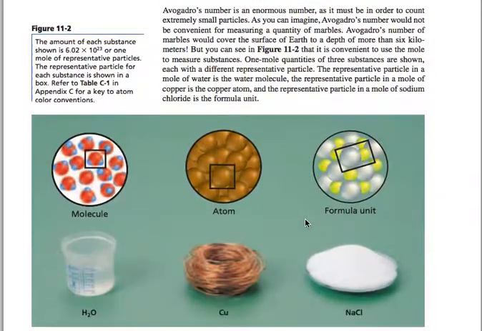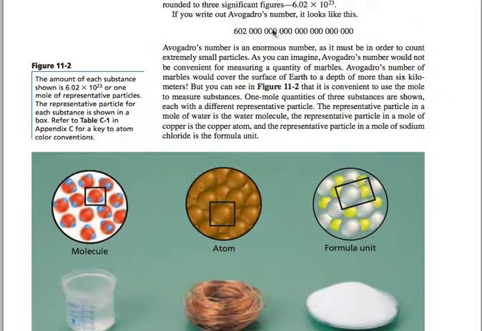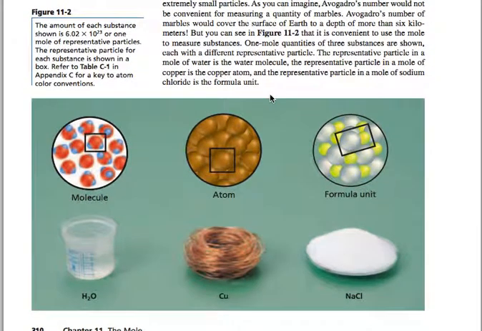Avogadro's number is an enormous number, as it must be in order to count extremely small particles. As you can imagine, Avogadro's number would not be convenient for measuring a quantity of marbles. Can you imagine having this many marbles? Avogadro's number of marbles would cover the surface of the Earth to a depth of more than 6 kilometers. But you can see in figure 11.2 that it is convenient to use the mole to measure substances.